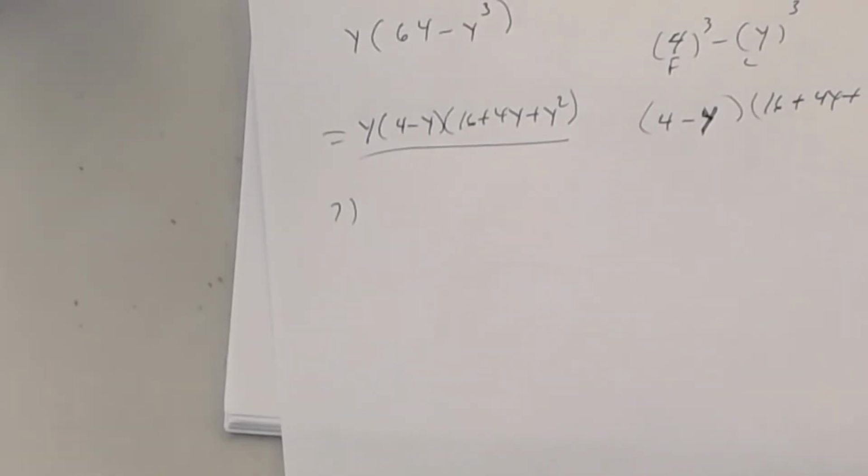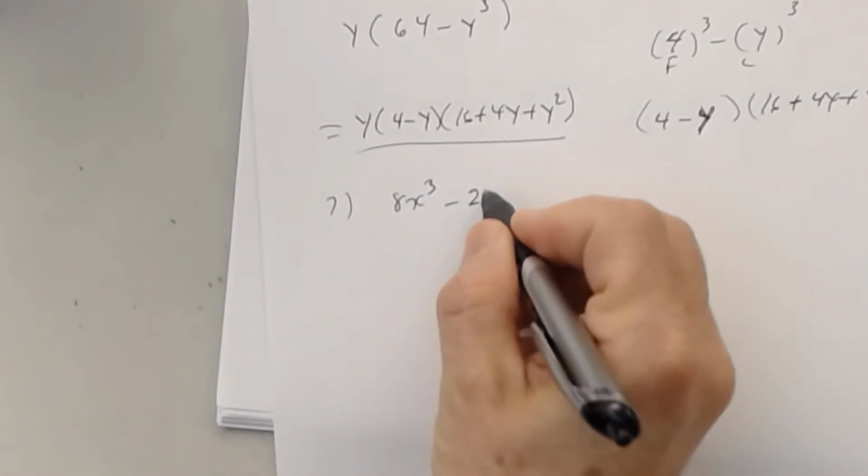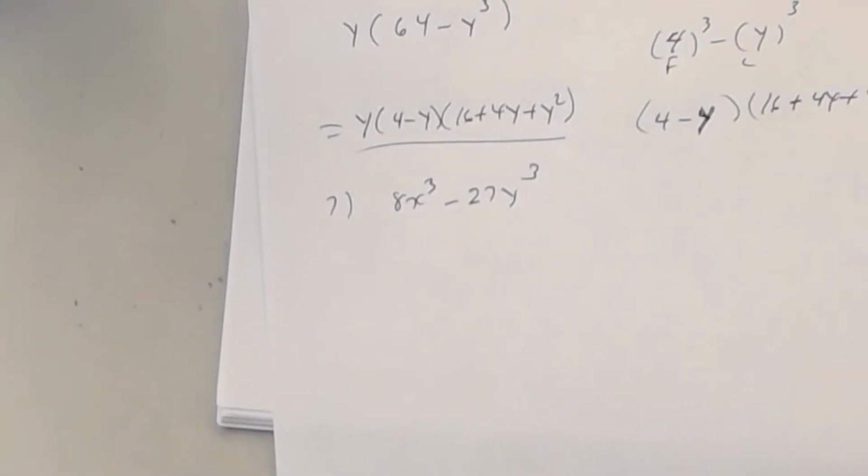Okay, 7. Suppose in 7 I had 8x cubed minus 27y cubed. What's the GCF? 1. So, you have two terms, and there's a subtraction sign between them. Is this the difference of two squares? No. For one thing, 8 and 27 are not perfect squares, and x and y are both being raised to the third power. So you want to check and see if this is the difference of two cubes.